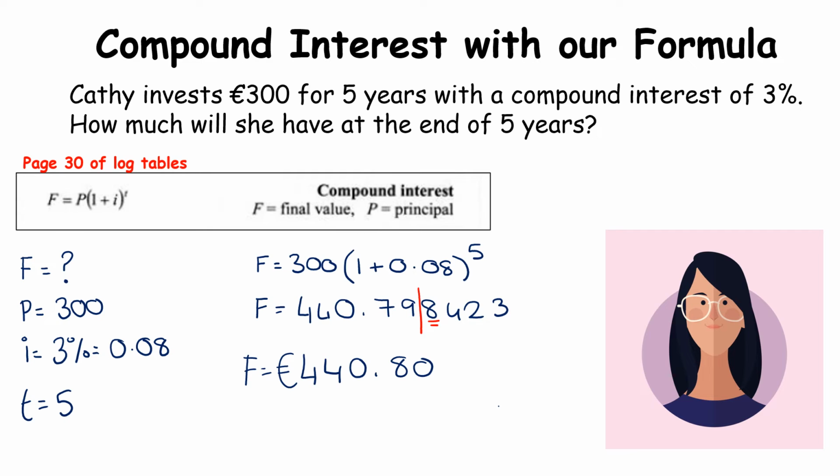So rather than working it through and finding a percentage each year, which we can do, and that's absolutely fine, this is a much more efficient way to work.